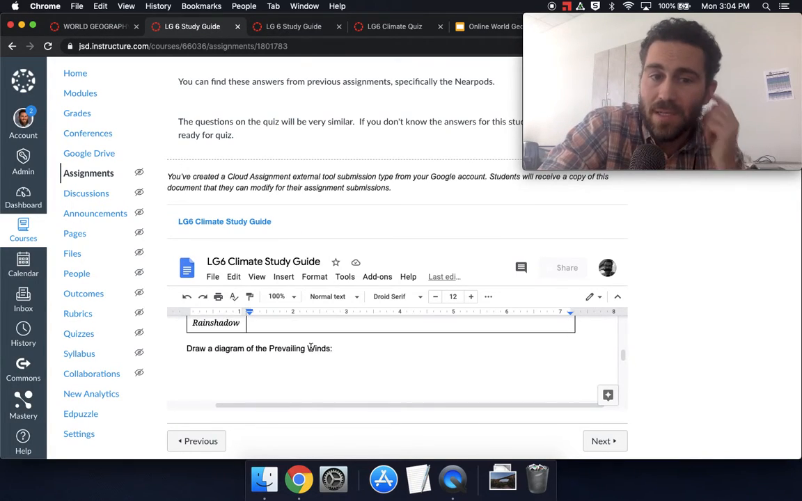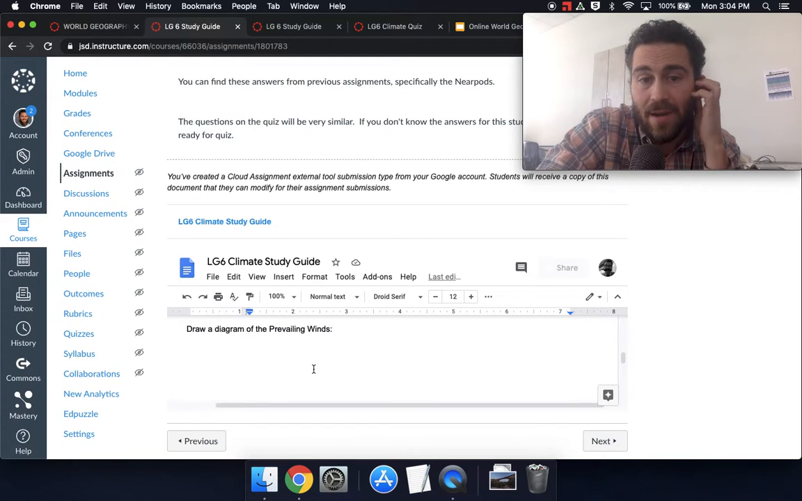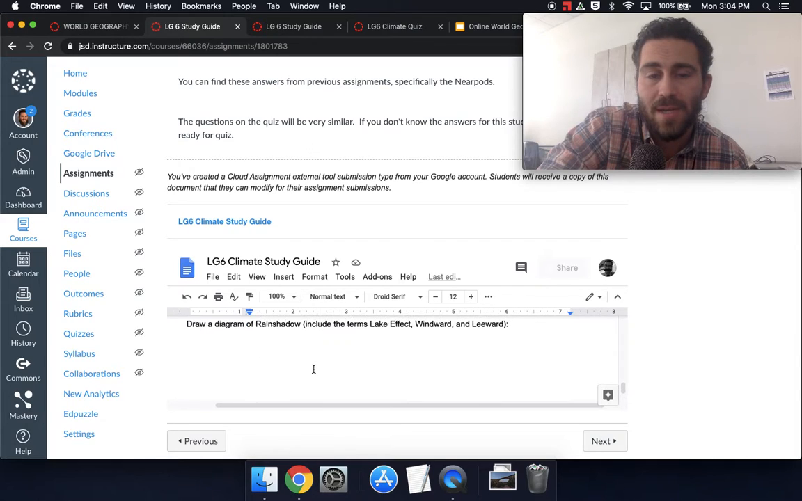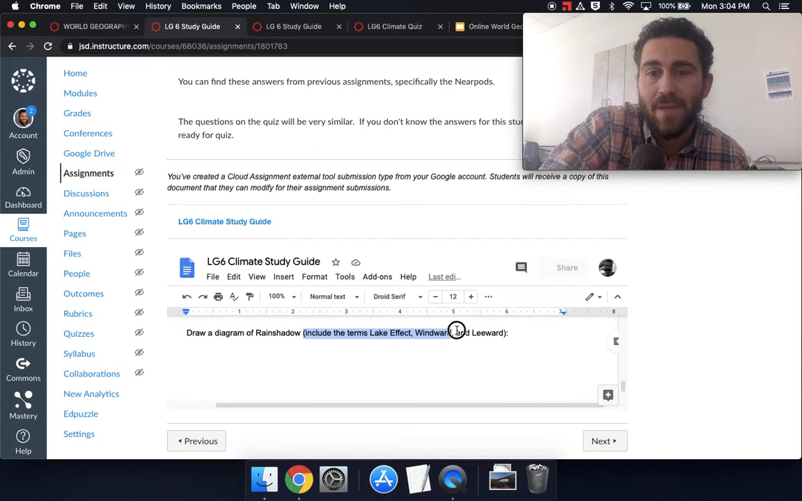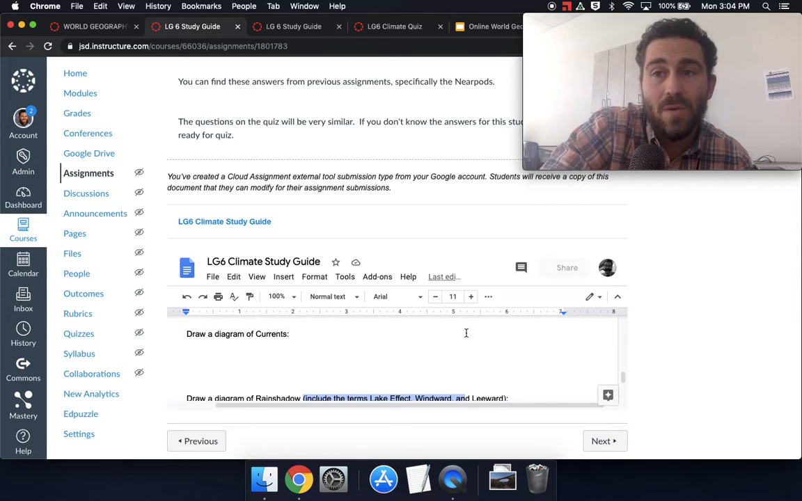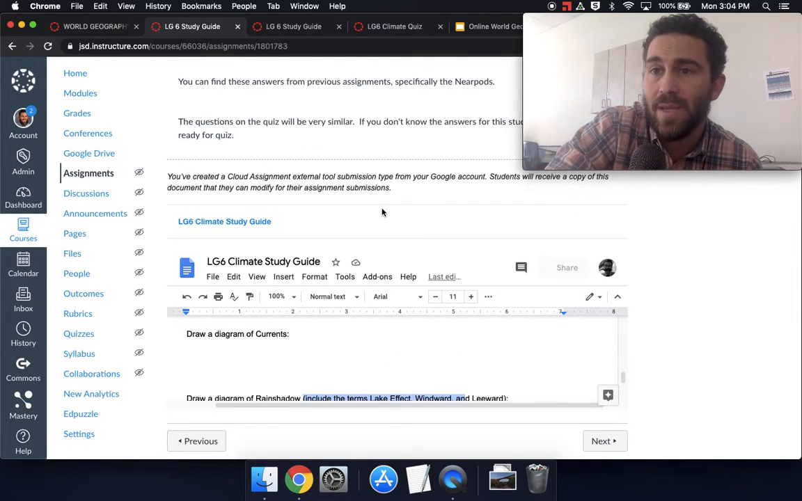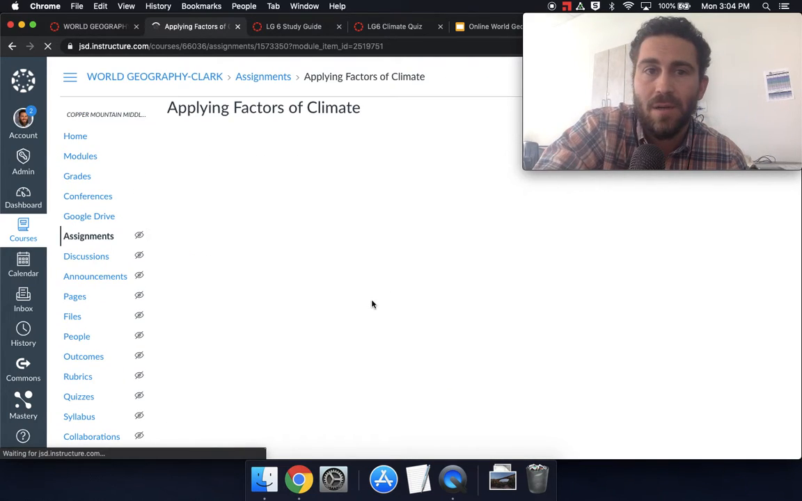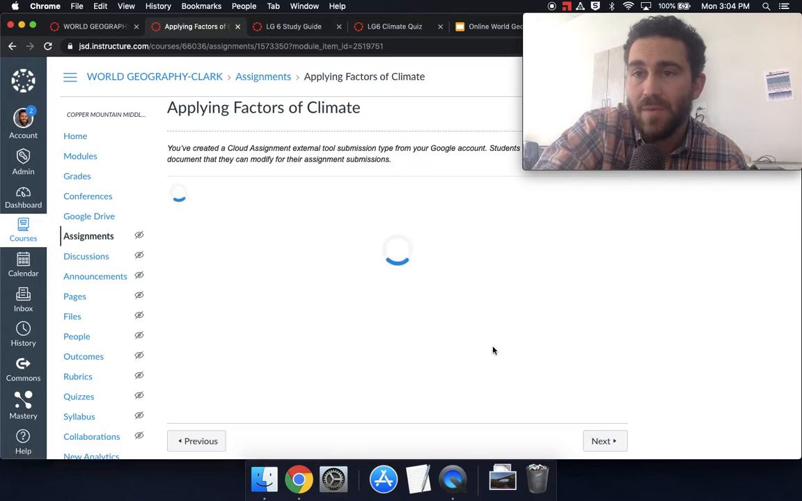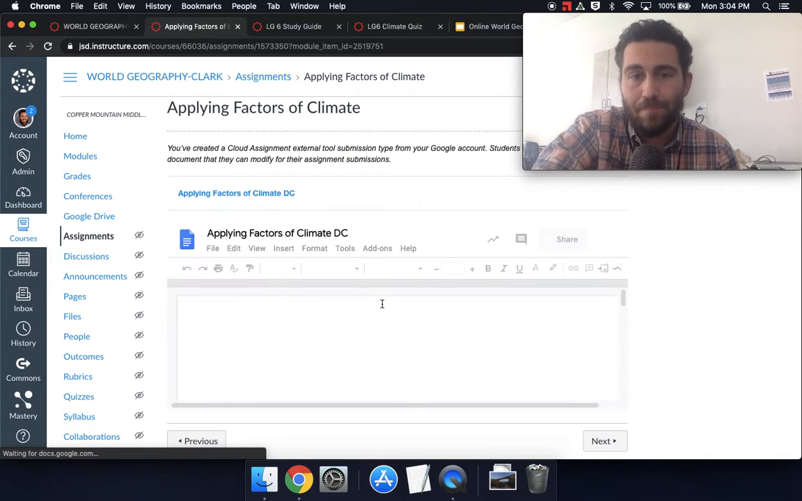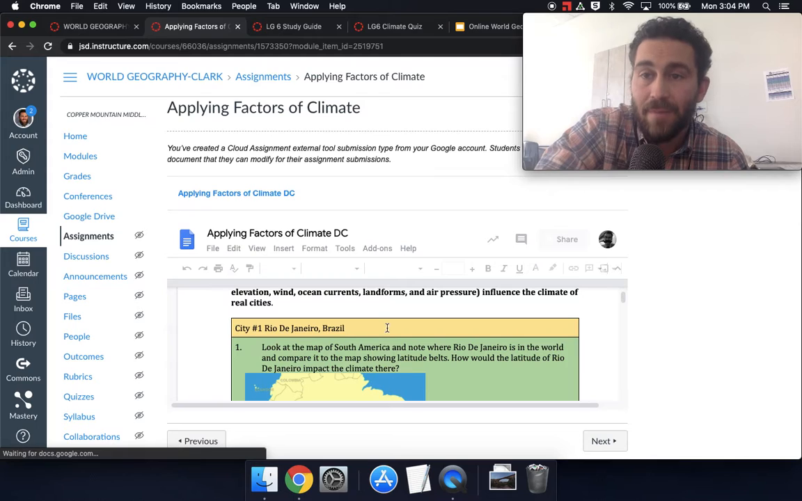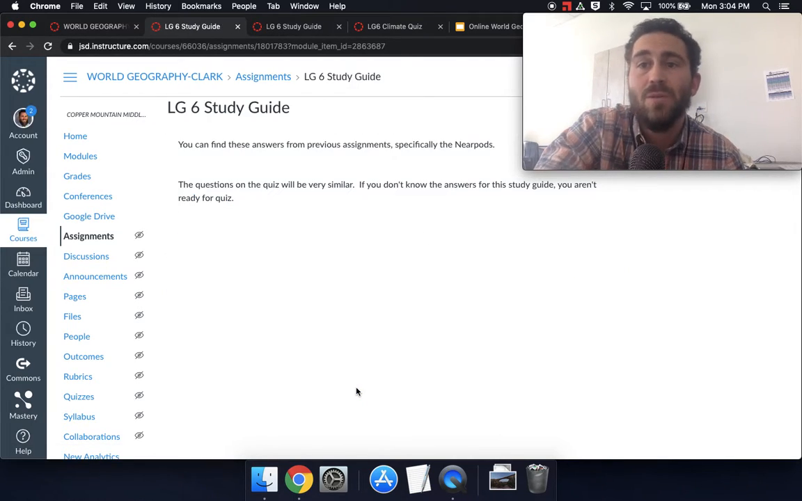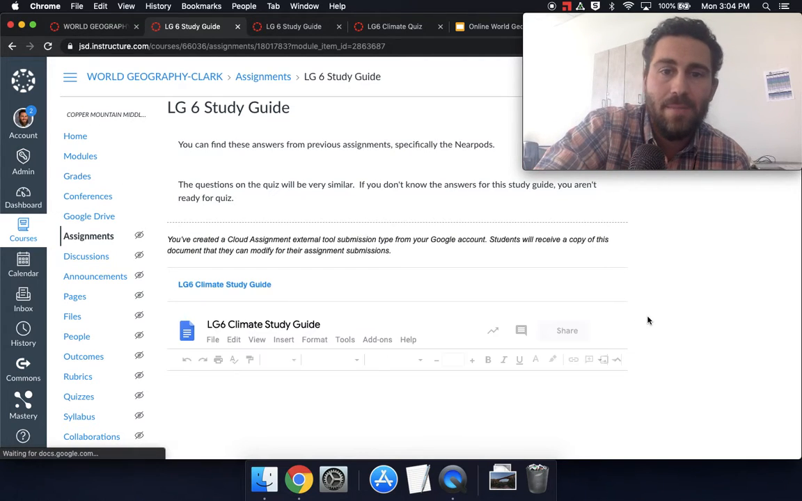This whole study guide you need to know. I'd like you to draw a diagram of prevailing winds, atmospheric pressure, a diagram of currents, and then draw a diagram of rain shadow, including the terms lake effect, windward, and leeward. That covers most of what's on the test. The only thing it doesn't really cover is the stuff from this previous assignment where you're applying factors of climate, everything that we've talked about so far. But if you know everything from this assignment as well as everything on this study guide, you are going to do great on the next assignment.